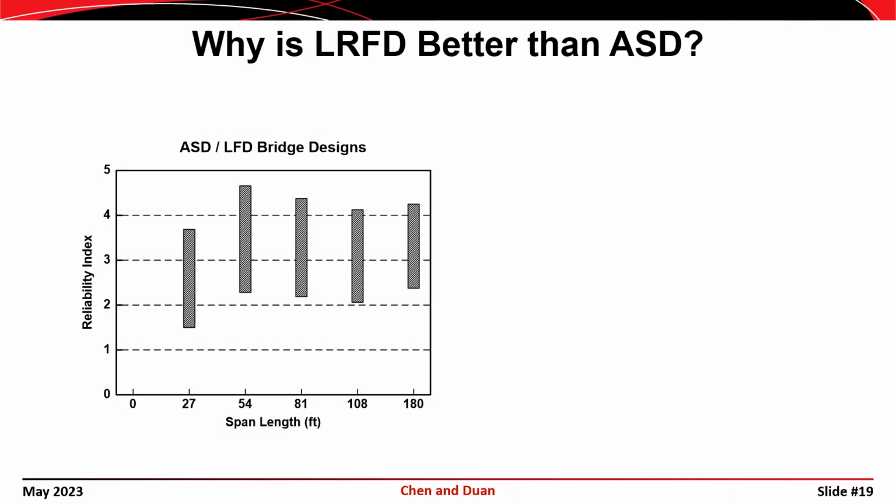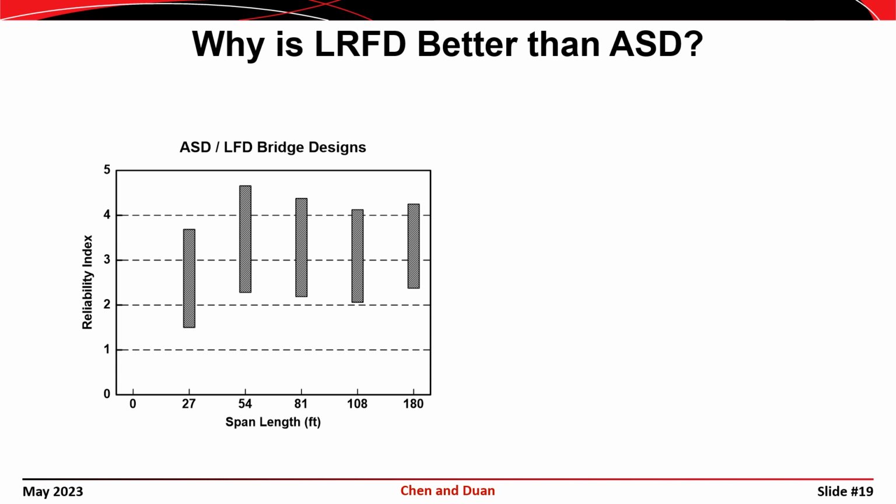As a measure of that, some researchers, Chen and Duan, went and looked at the reliability inherent in bridges that were designed using allowable stress design approaches or load factor design approaches. And they found that the inherent reliability was somewhat variable, ranged from between 1.5 all the way up to about 4.5. And it was also a function of the span length of the structure.